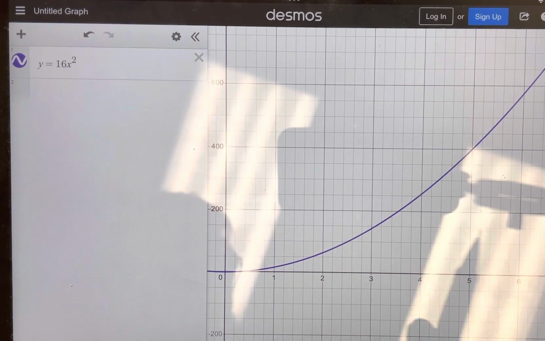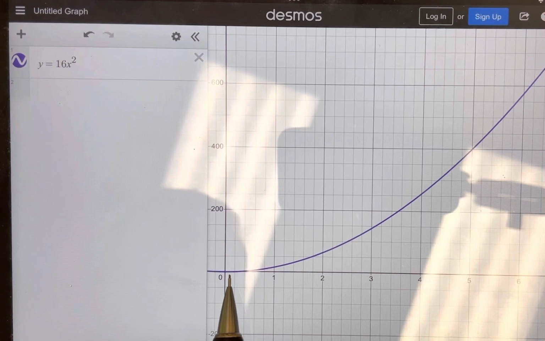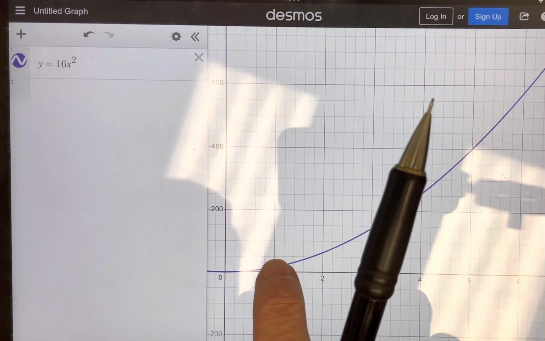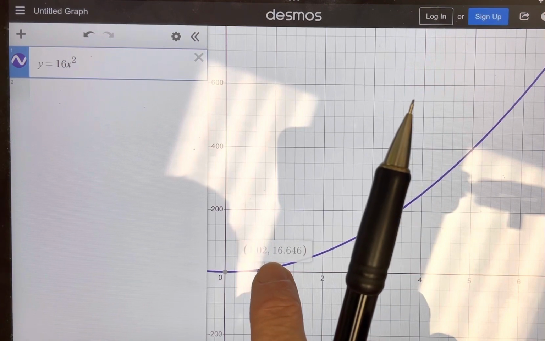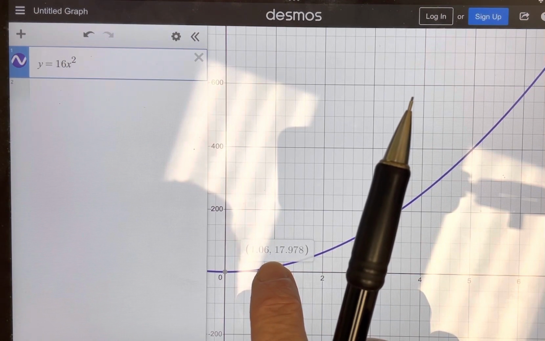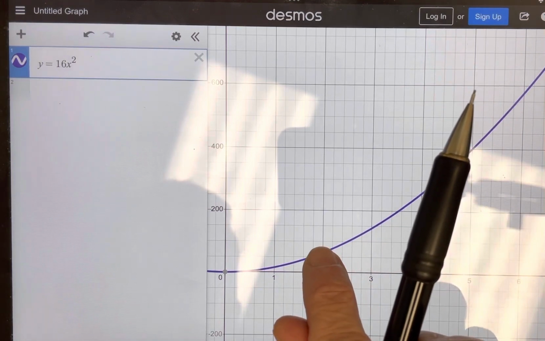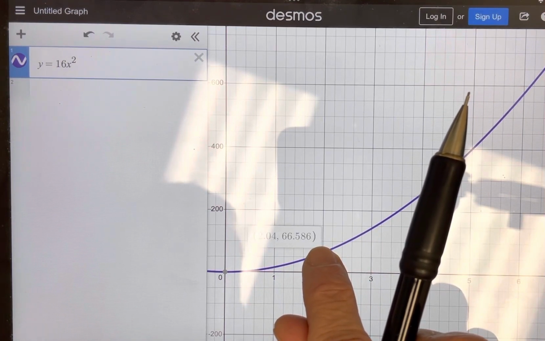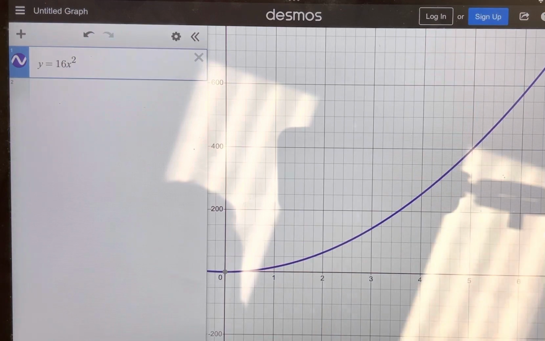So here is a graph. Looks like it doesn't fall very far in the first second. I probably can touch that point maybe. Yep, in the first second it's only fallen about 17, maybe 18 feet. By second number 2, it's fallen 66 feet, give or take, etc., etc.